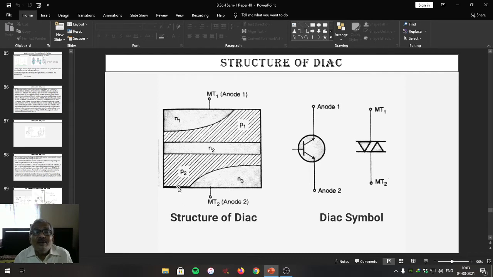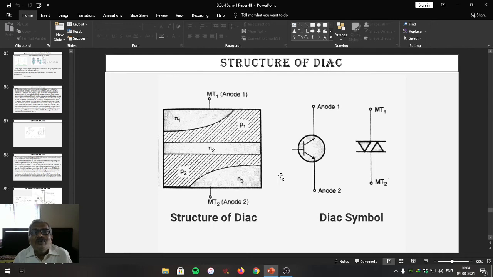Another 4 layers are P2, N2, P1, N1. This is the same as PNPN, another SCR which will come in working condition. Thus, the combination of 2 SCRs forms the one DIAC. So this is what we can call the construction of DIAC.